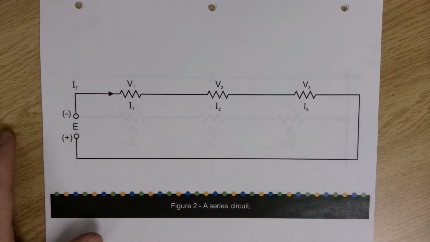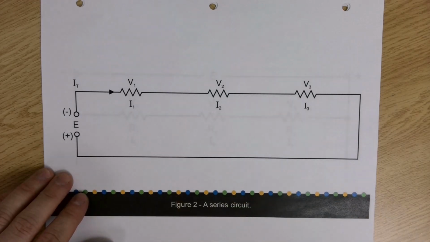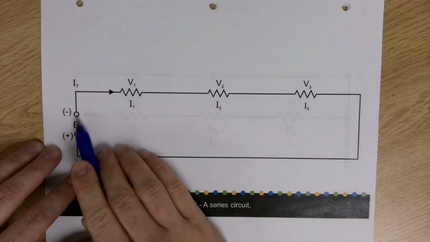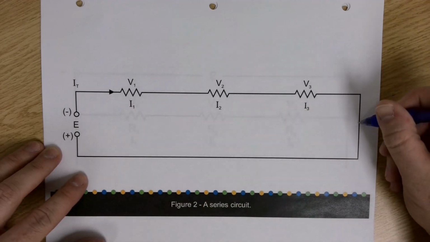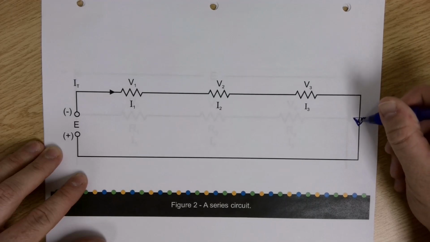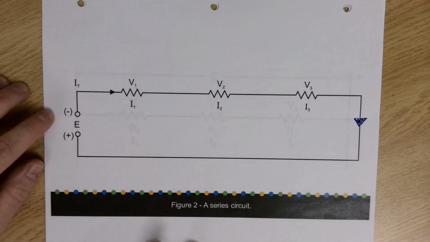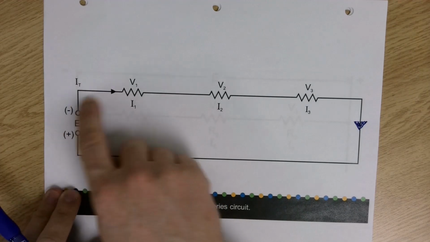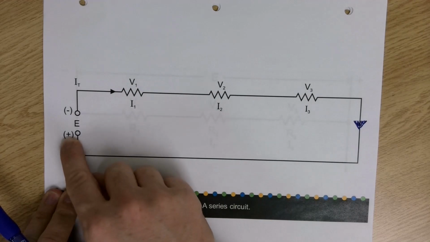What we have here, this is straight out of your module, we have a series circuit. The first thing to remember about a series circuit is that we'll only have one single path for current to flow. So the current that comes from the source is going to go through the entire circuit. There's only one path for the electrons to go. If you remember from previous lectures, the electrons flow through the circuit from negative to positive. And in a series circuit, there's only one way for that to happen.